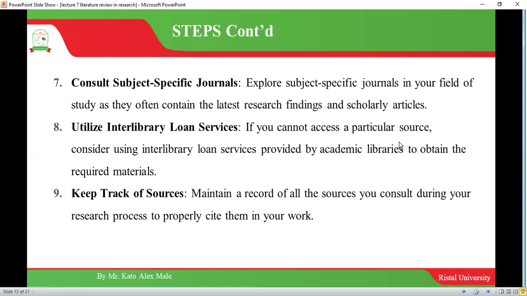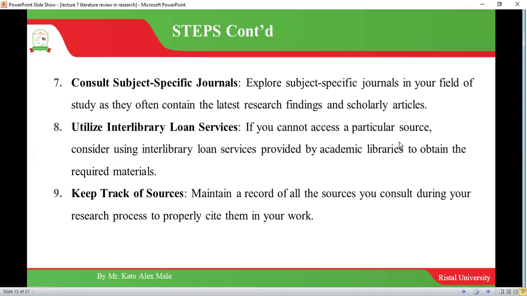The 8th step, utilize interlibrary loan services, whereby if you cannot access a particular source, consider using interlibrary loan services provided by academic libraries to obtain the required material. For example, there are some online libraries whereby if you continue to search for your data, the library will tell you it will require some payment that they want you to pay.